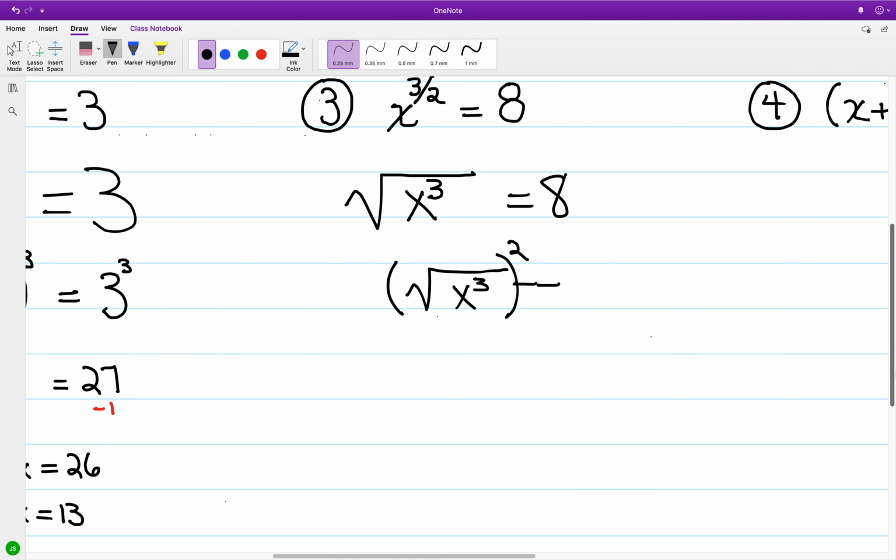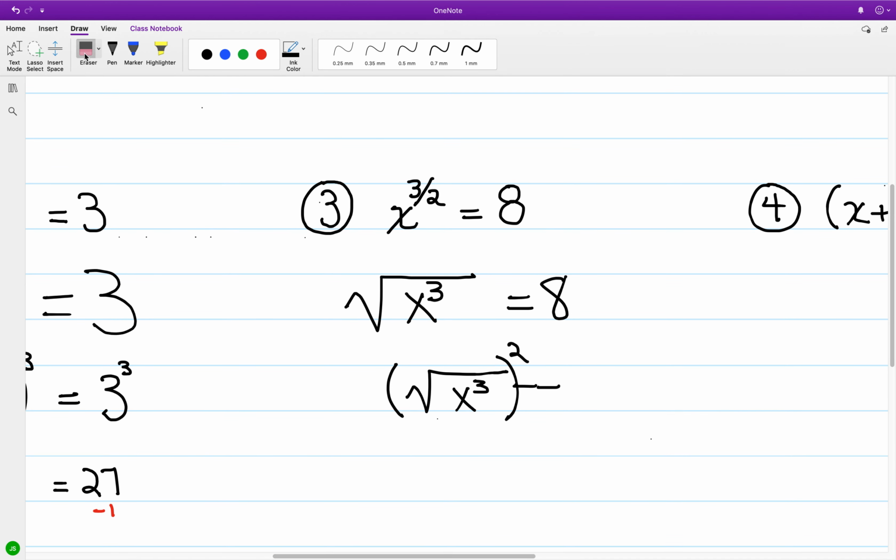I'm sorry for this jumping around. So looking at squaring both sides, we have the square root of x cubed squared, so we'll have x to the 3rd. 8 squared is 64.